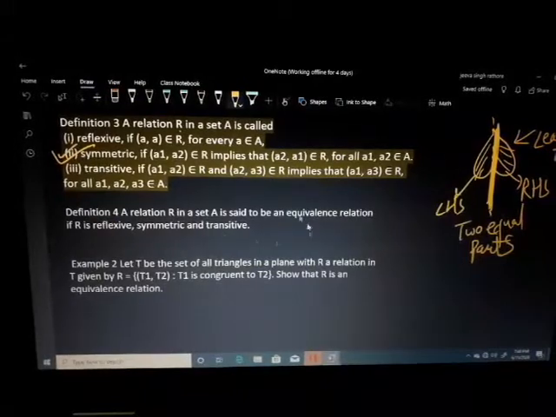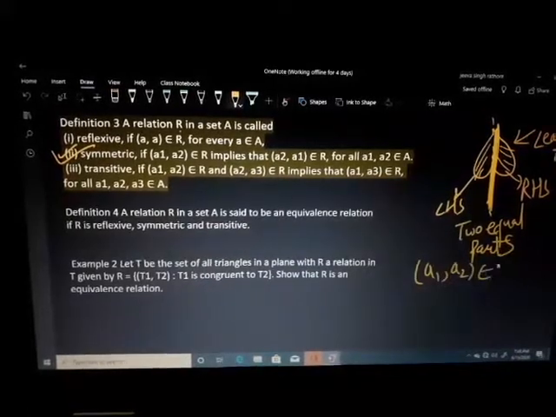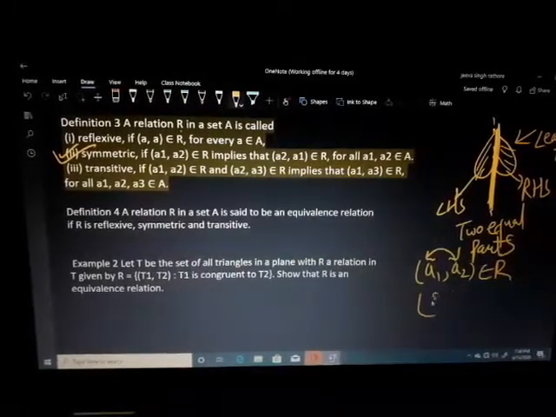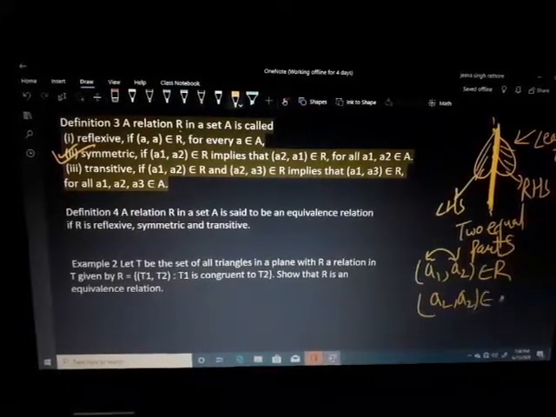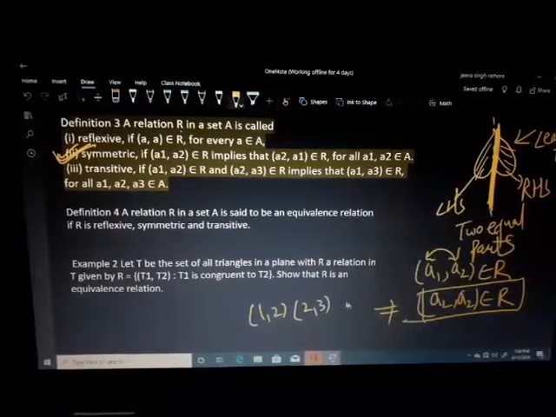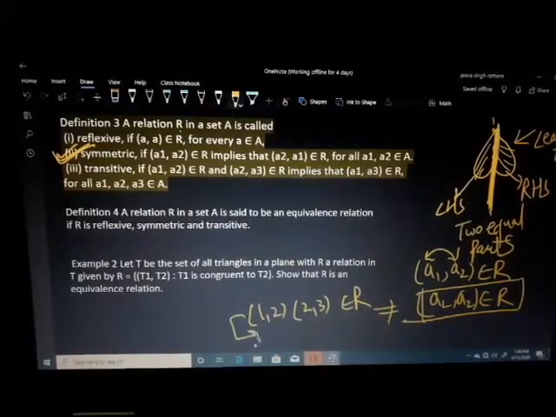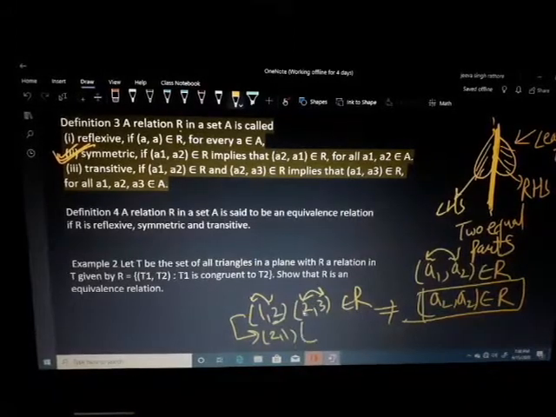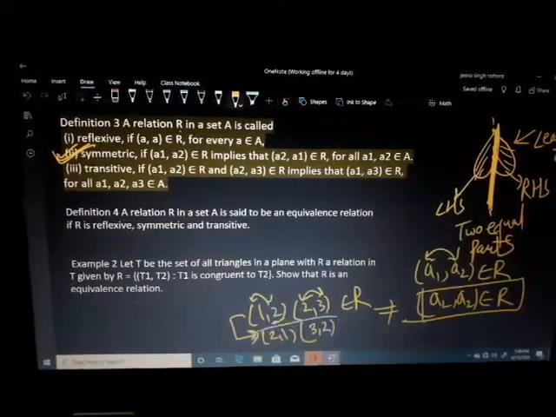This is a symmetric relation. For example, if (a1, a2) belongs to a relation R, then just flip it: (a2, a1) also belongs to R. Then we can say this relation is a symmetric relation. For example, if the points (1, 2) and (2, 3) belong to a relation R, the symmetric relation just reverses them: (1, 2) gives (2, 1), and (2, 3) gives (3, 2). This is the symmetric relation.